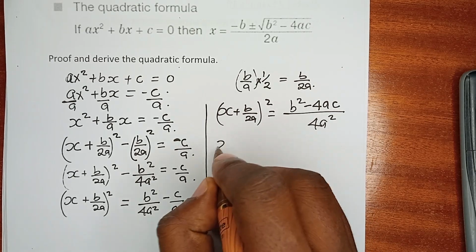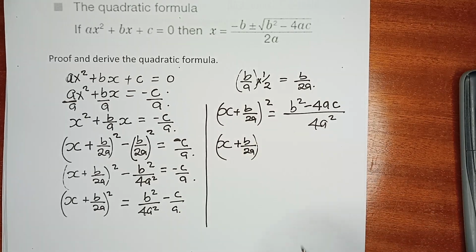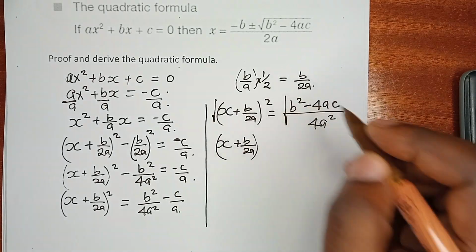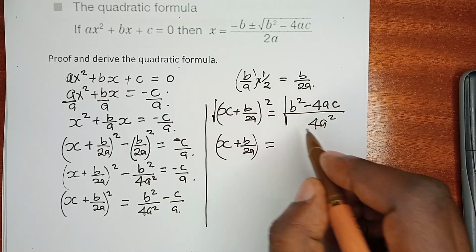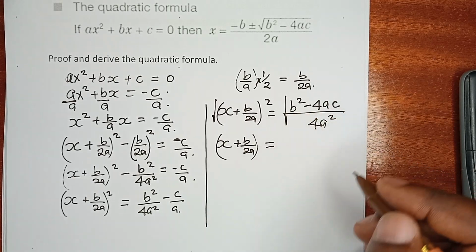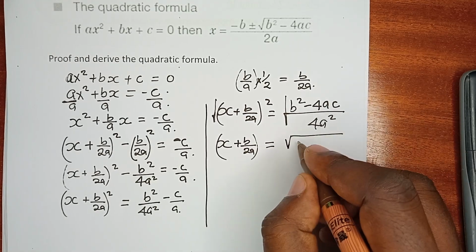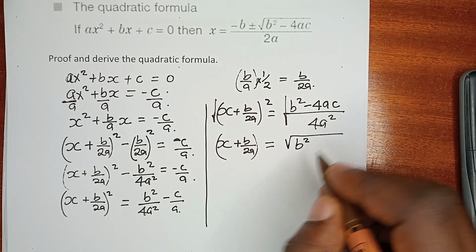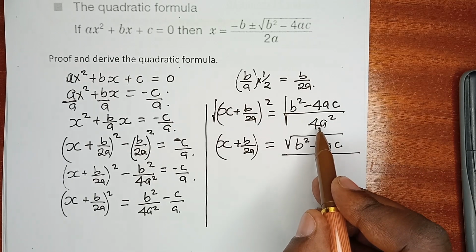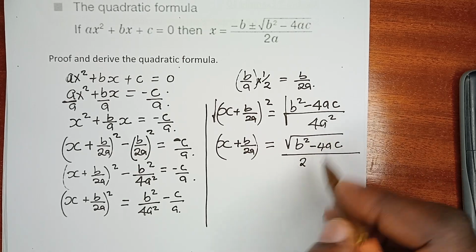At that particular point, we can easily get the square root of both sides, so that on the left hand side we have x plus b over 2a. It's no longer squared now. We can leave it that way, because we have effectively the square root on this side and the square root on this side, which is equal to the square root of the numerator. It cannot be easily found, so we have it just under the square root, b squared minus 4ac, over the square root of the denominator. Basically the square root of 4 is 2 and the square root of a squared is a.